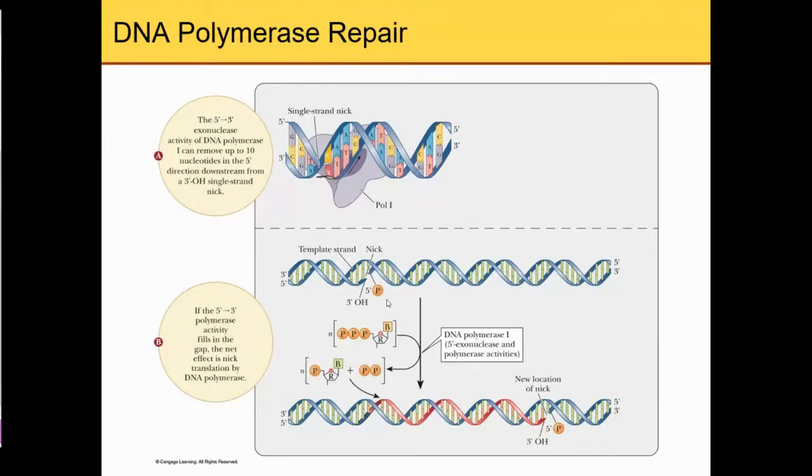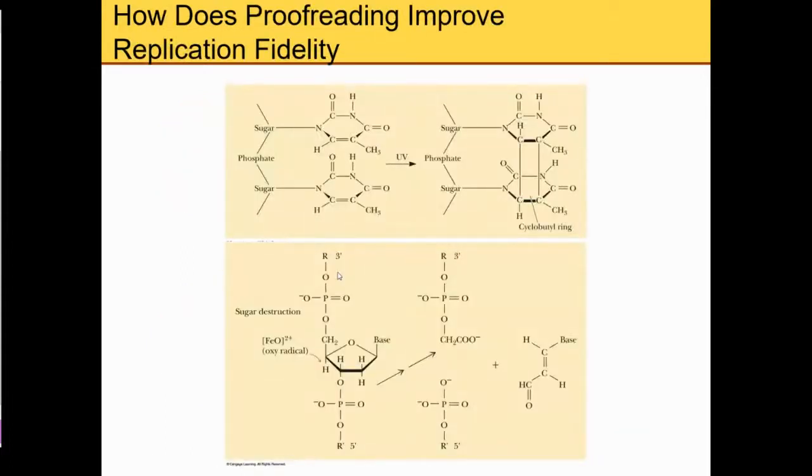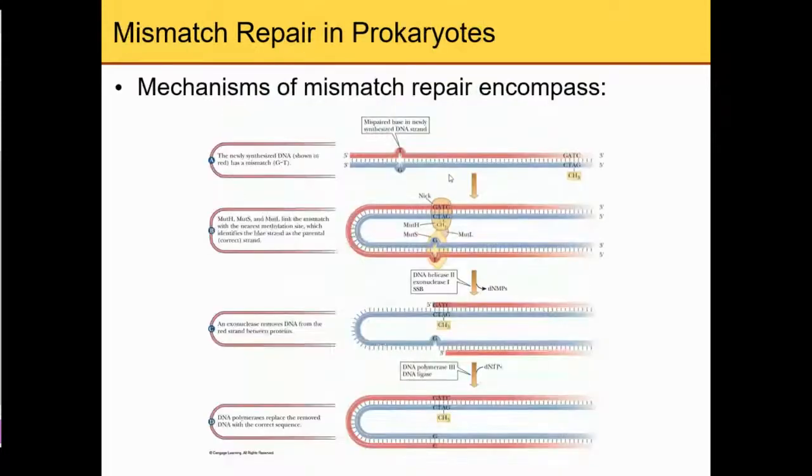They have a 5' to 3' exonuclease activity, so they can remove up to 10 nucleotides in the 5' direction downstream from a 3' hydroxyl single-stranded nick. So that's the repair. And then this is just to show you the proofreading improving the replication fidelity. So you have UV light that causes this dimer, and then you have to repair this.